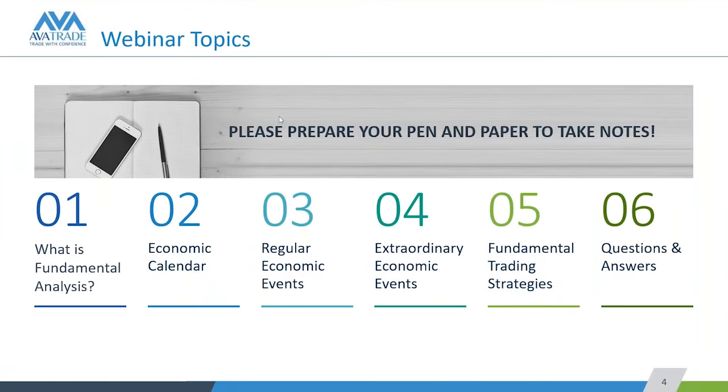Real quick, what is fundamental analysis? Basically, it's looking at the news. Looking at either regular economic events like jobs announcements, factory production numbers, etc. Those are types of announcements that are more regular in nature in terms of timing and scope. We can look at a calendar and know exactly when those announcements are coming.